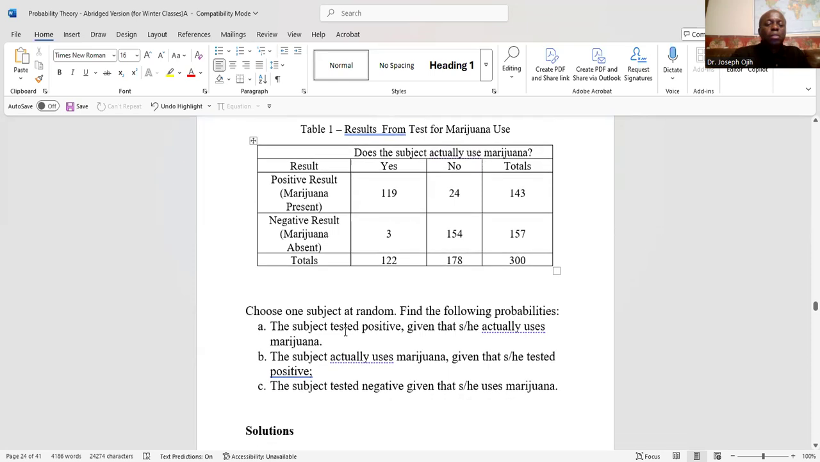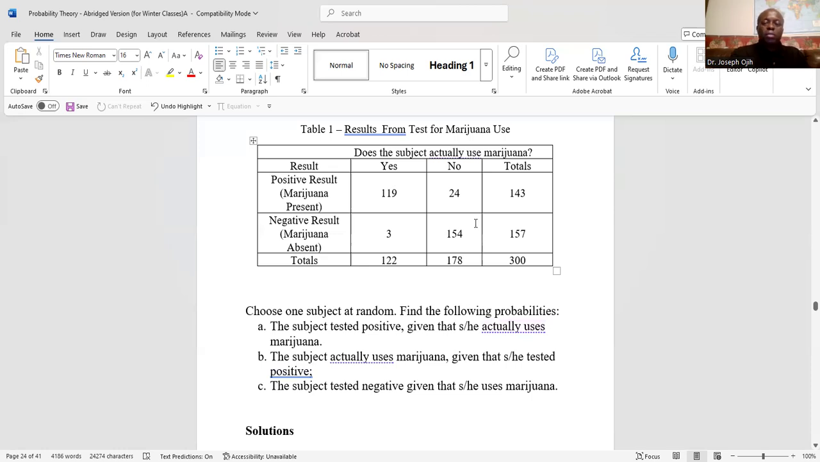It says choose one subject at random. Find these probabilities. A, the subject tested positive, given that he or she uses marijuana. B, the subject actually uses marijuana, given that he or she tested positive. C, the subject tested negative, given that he or she uses marijuana. So let's look at this.